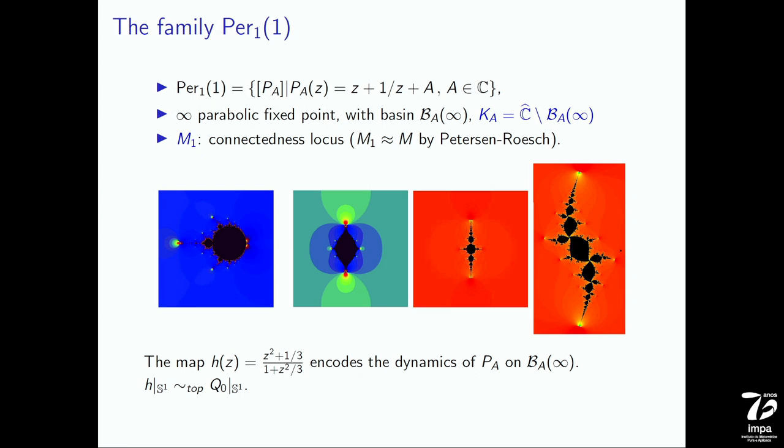I should say that the map that encodes the dynamics outside the filled Julia set of these maps is this map, zeta squared plus 1 over 3 over 1 plus zeta squared over 3, which on the circle is topologically conjugate to zeta squared. Why do I say this? Because the dynamics of these guys on the boundary also fit with zeta squared and hence with the modular group. Okay? So what do we do?